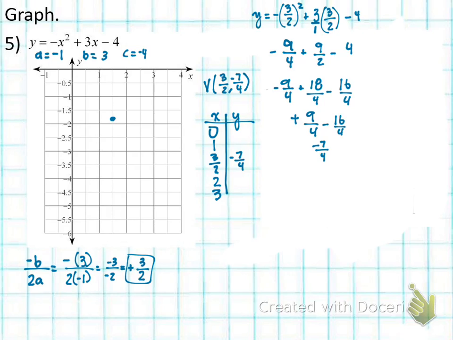So let's plug in 0 into our graph. So we have y is equal to negative 0 squared plus 3 times 0, plus, or I'm sorry, minus 4. So we got 0 plus 0 minus 4, which is all equal to negative 4. So we're going to put negative 4 here. And while we're at it, we'll copy it at the bottom.